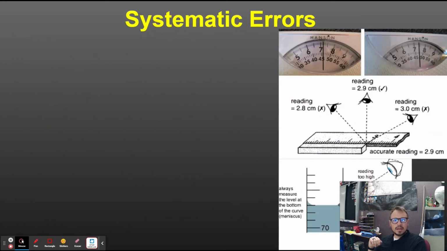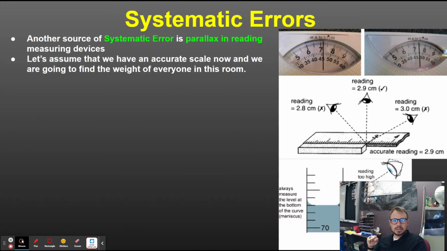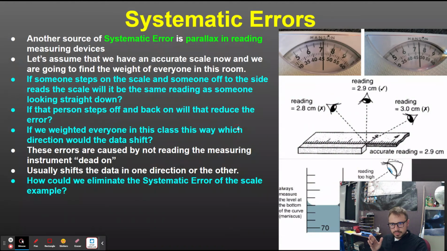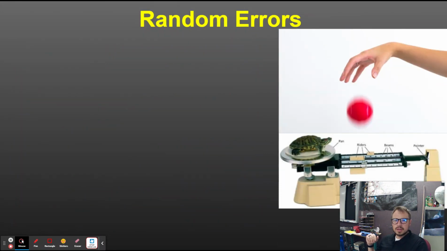Now, another systematic error is parallax in reading. That means if you need to measure with an analog instrument, like a scale, and you're reading off to the side, it's going to shift your data in one direction because you're going to be reading it heavier. Same thing when you're measuring something with a ruler or reading a graduated cylinder. You want to make sure you're reading those head on. All right, parallax systematic errors can be eliminated by reading the device correctly. Really easy to get rid of.